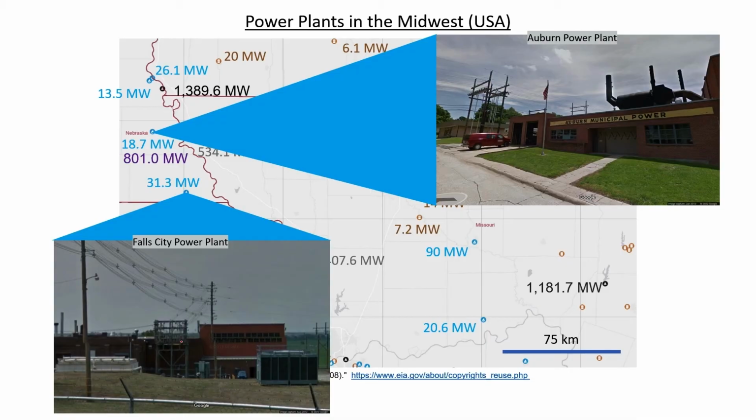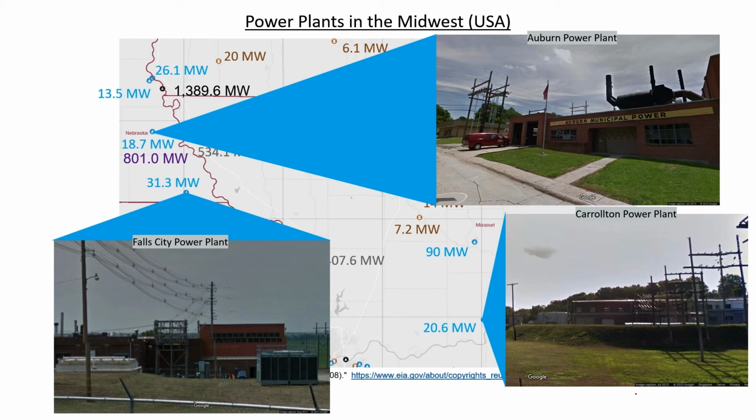That's why they can put such a power plant in the middle of a town without having too many complaints. This is another example of a power plant in Falls City, Nebraska at 31.3 megawatts. Finally, this is what the Carrollton power plant looks like at 20.6 megawatts.